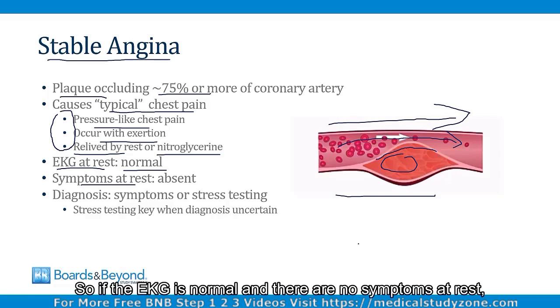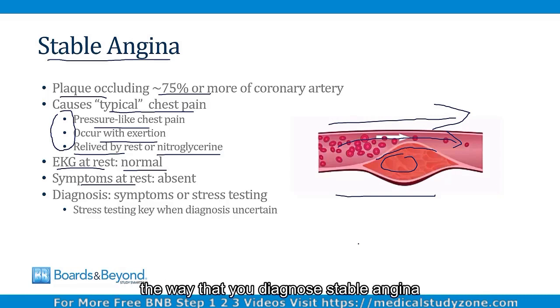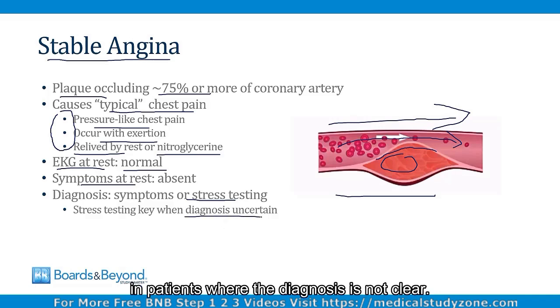So if the EKG is normal and there are no symptoms at rest, the way that you diagnose stable angina is by doing what's known as a stress test. This is to ask the patient to exercise or otherwise subject the heart to stress and see what happens. And this is how we diagnose stable angina in patients where the diagnosis is not clear.